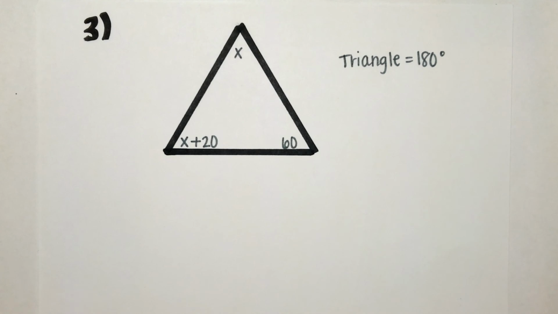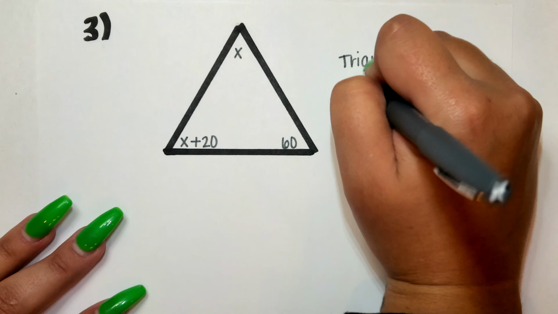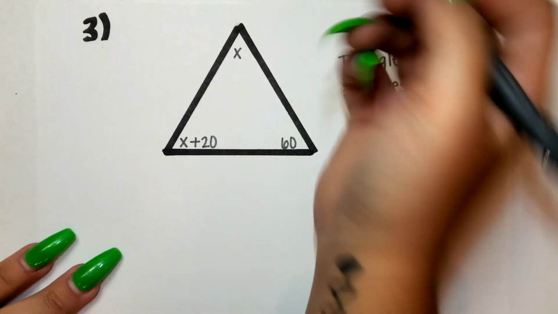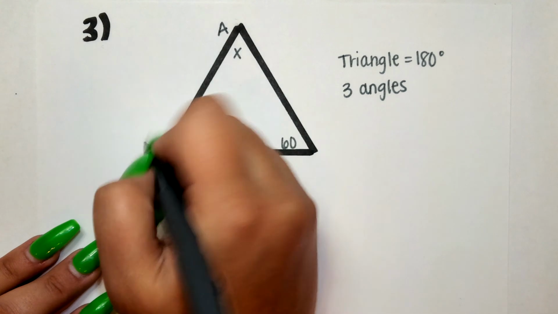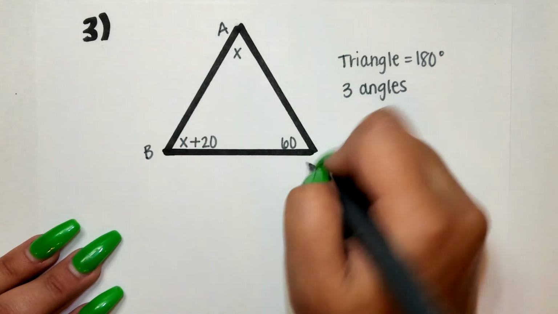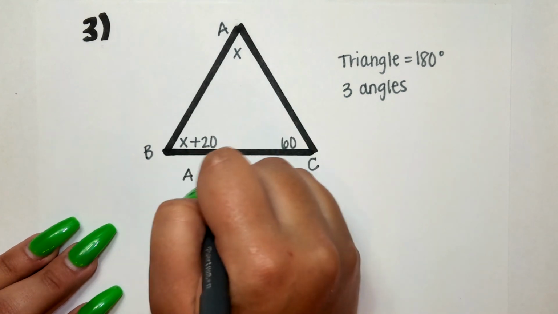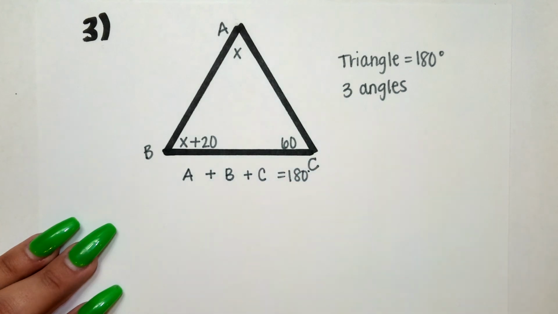Okay, so I have 1, 2, 3 angles in a triangle, and they all 3 have to add up to 180 degrees. So I like to label my angles. You do not have to. So this will be angle A, this is angle B, and this one is angle C. So I have A plus B plus C is equal to 180 degrees.